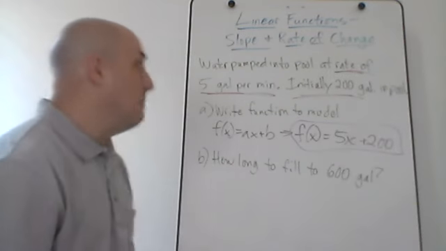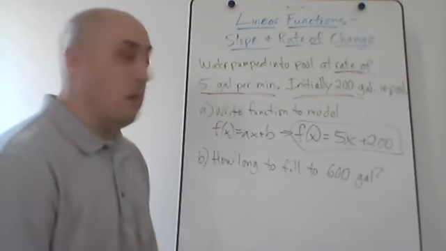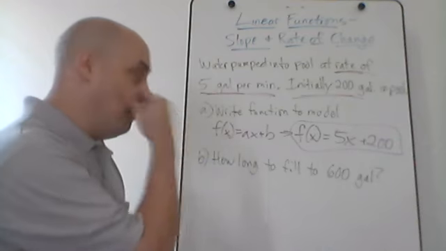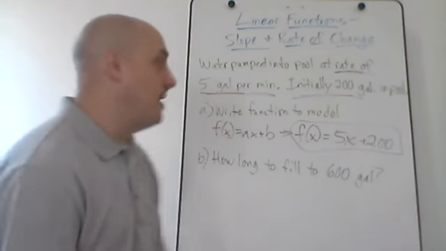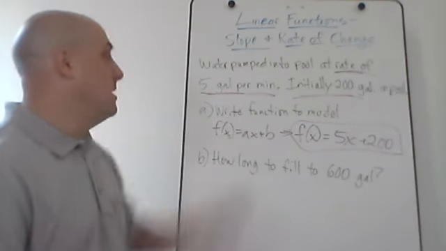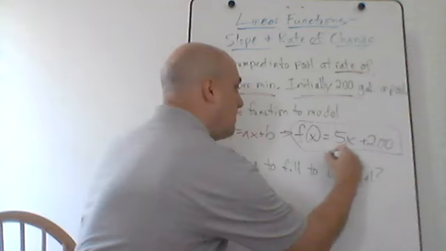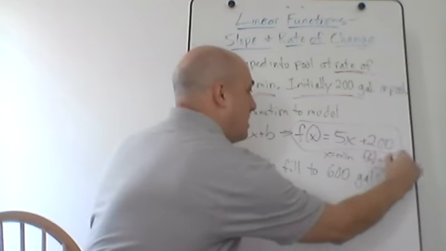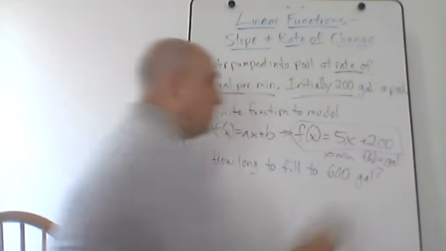So my function that models the amount of water in the pool, the number of gallons that are in the pool, is f of x equals 5x plus 200, where x is equal to the number of minutes that goes by. So x equals the number of minutes, and f of x equals the number of gallons of water that are in the pool.